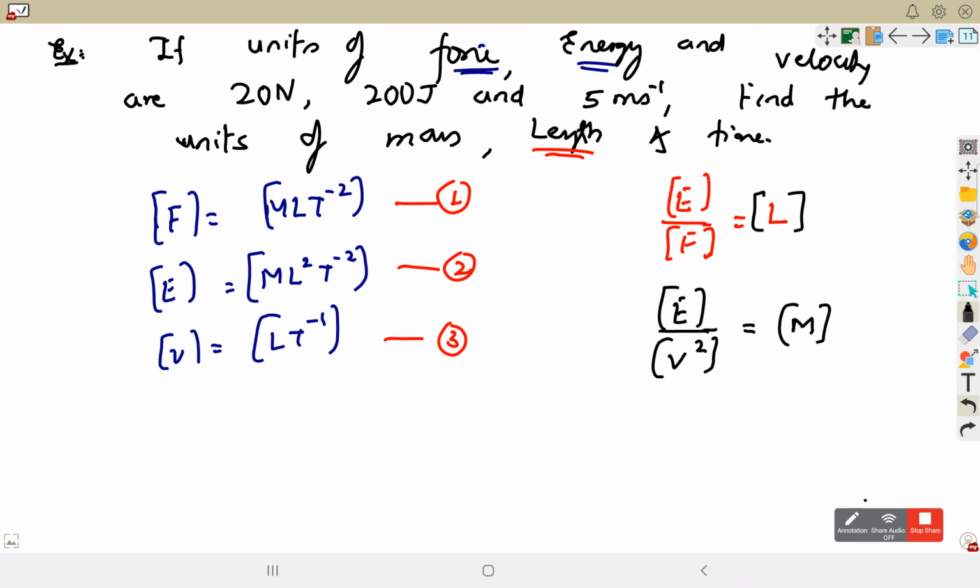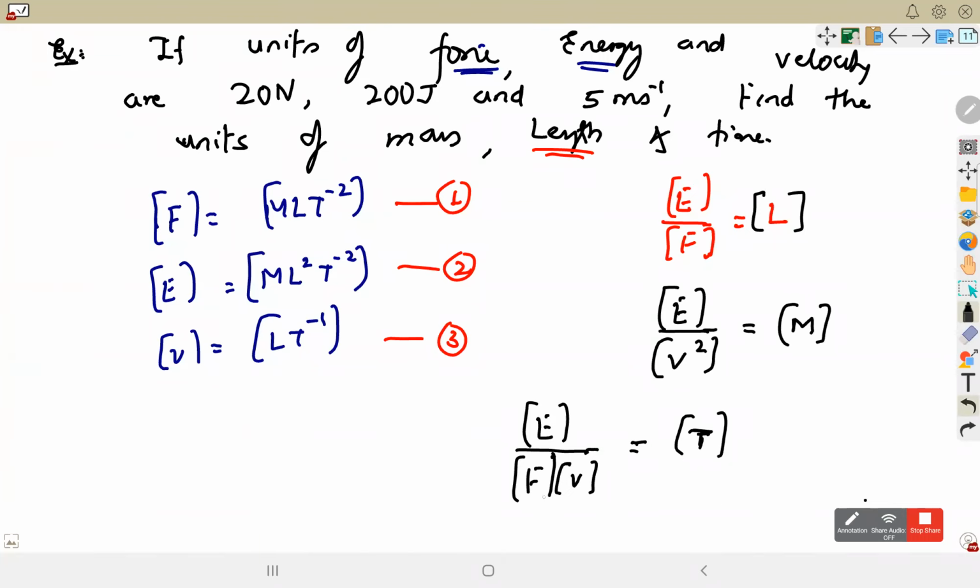That will be, I think, energy divided by force into velocity. Is it the same? Please check. Sir, or we can find the length, sir, by E upon F, and sir, we know the value of V, sir. We can just put these values in the third equation.